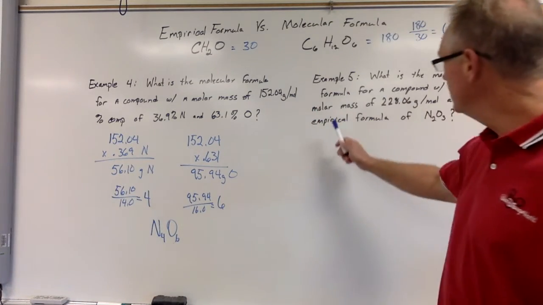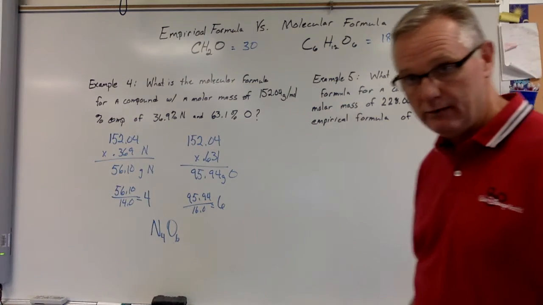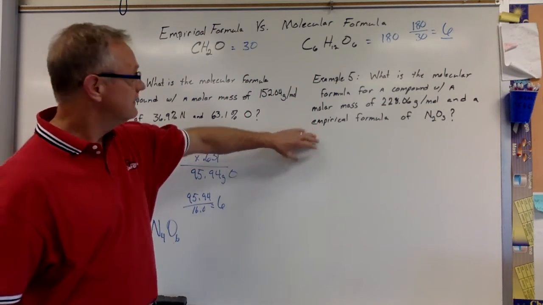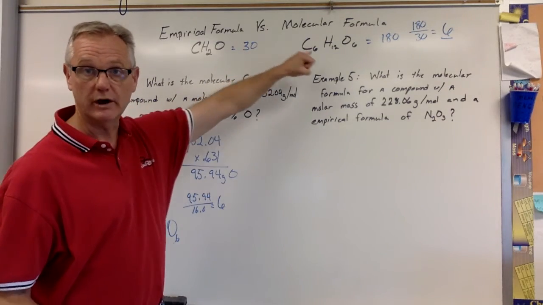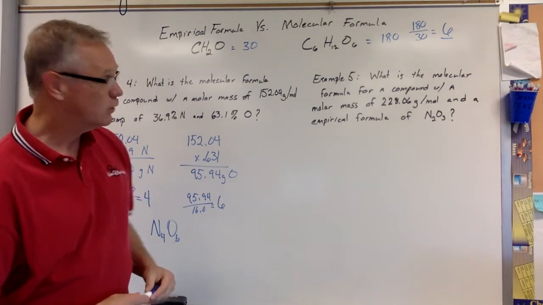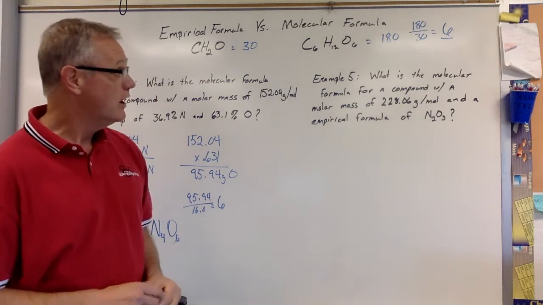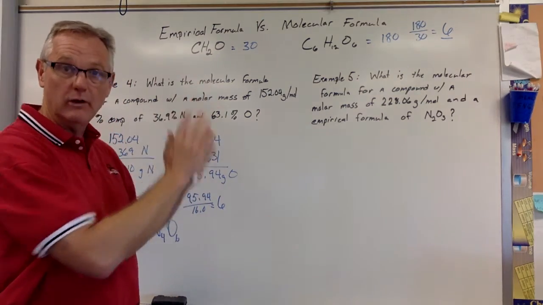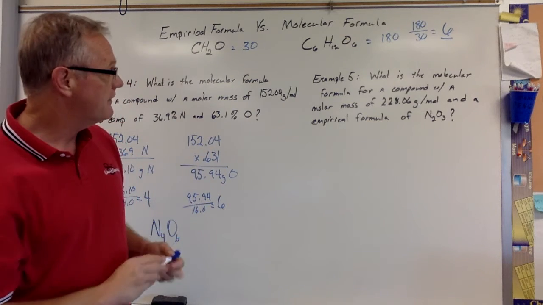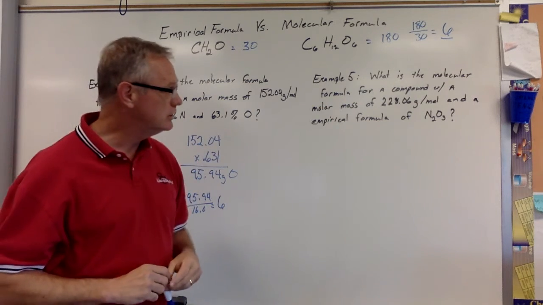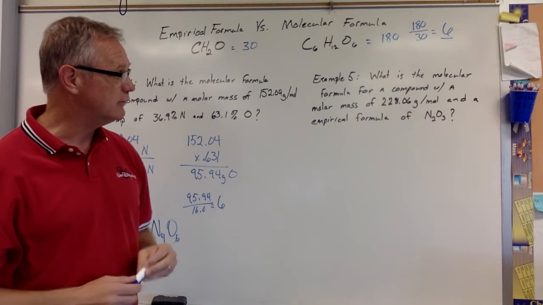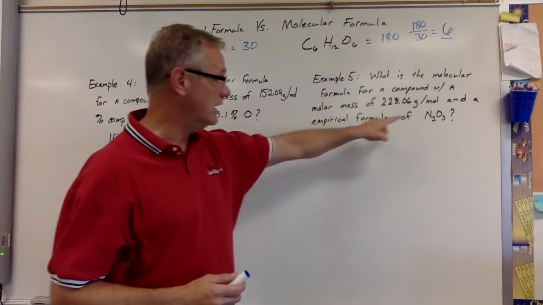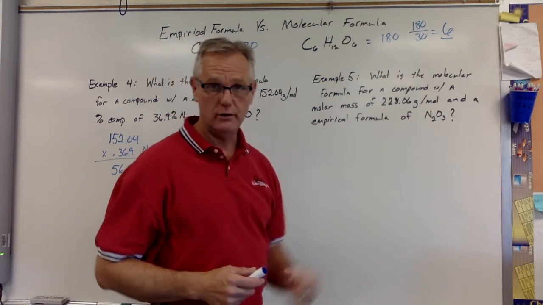All right, so let's look at the second problem. The second problem that we do here, example 5, is very similar to what we did up here when we were comparing. It says, what is the molecular formula for a compound? So ding, ding, ding, that's telling me molecular formula, non-reduced, with a molar mass of 228.06 grams per mole and an empirical formula of N2O3.